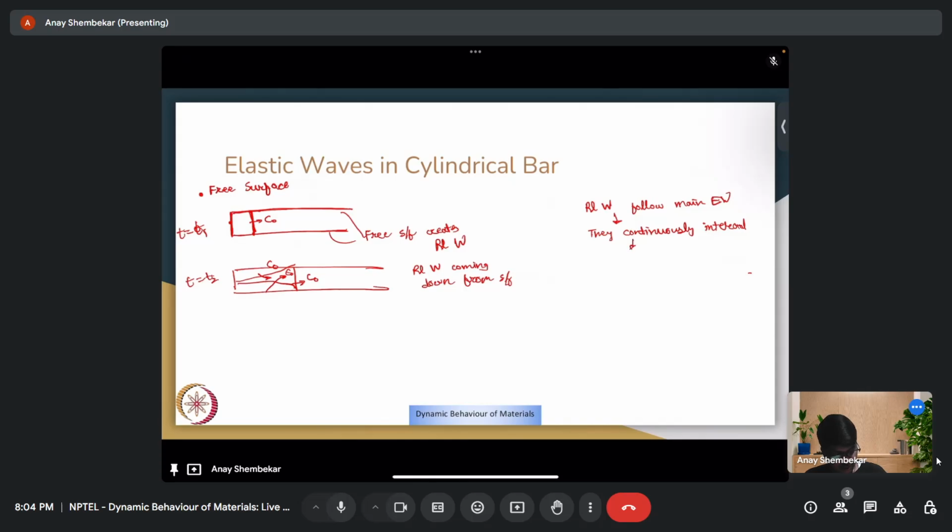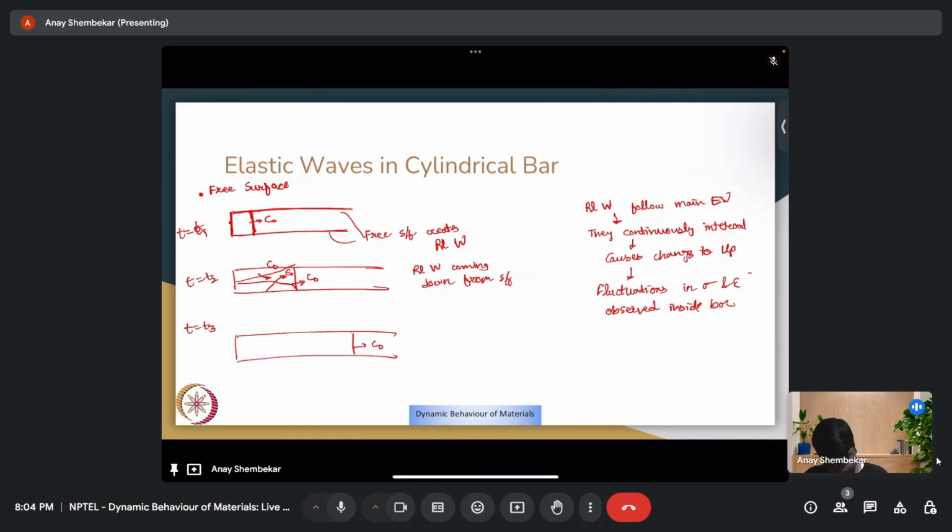This causes changes to UP, changes to particle velocity UP, also leads to fluctuations in stress and strain observed inside the target. So if I plot it at another time step, this is C naught, and now you can have multiple releases coming up, right?